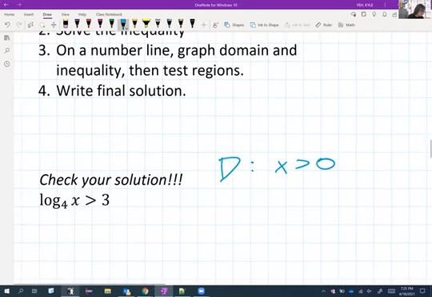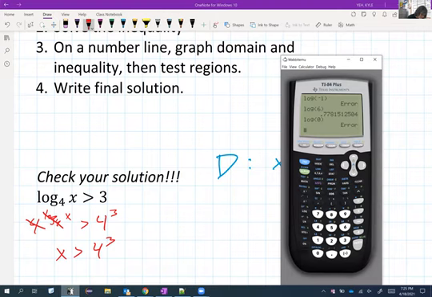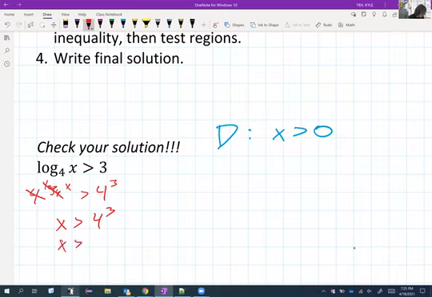Step 2, let's solve this inequality. I'm going to say 4 to the log base 4 of x is greater than 4 to the third. So 4 to the left equals 4 to the right. That means x is greater than 4 to the third power. And if you don't remember from earlier in this video, 4 to the third power is indeed 64. X needs to be greater than 64.